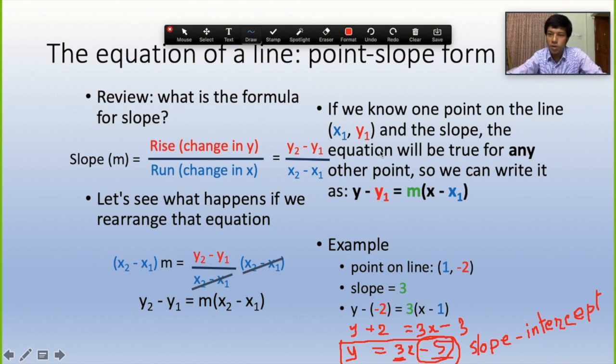Now, why is it called point-slope form? Why is this form called point-slope? Because if a point is given and the slope is given, then we use this formula, this rule, or this setup to find out the equation of a straight line. Okay, that is the reason.